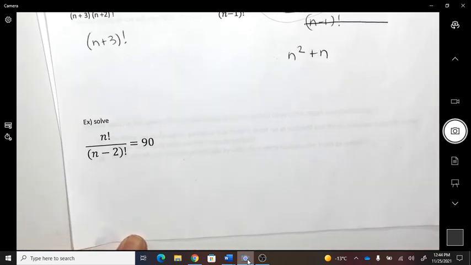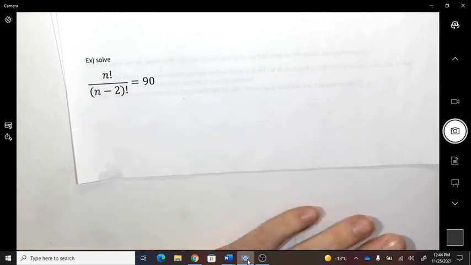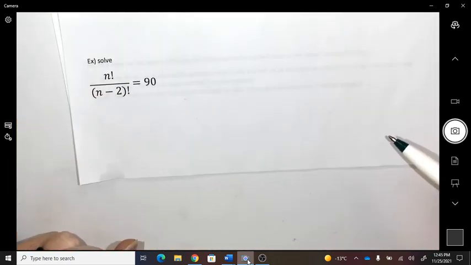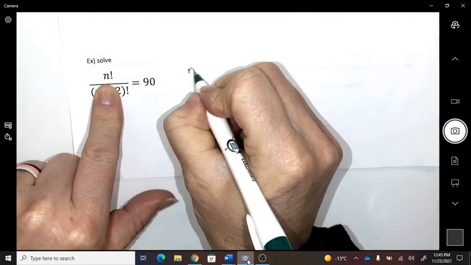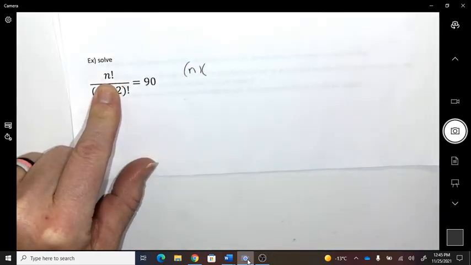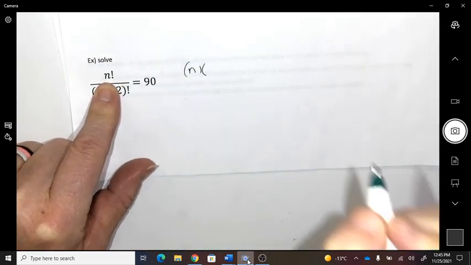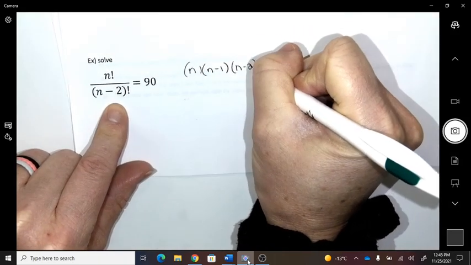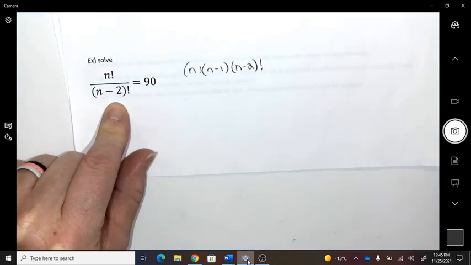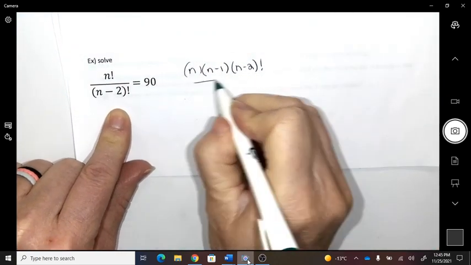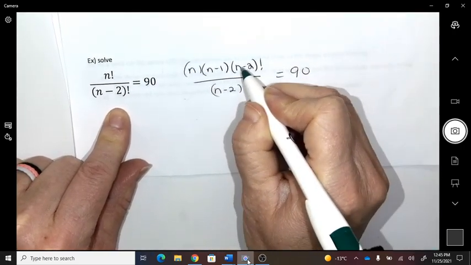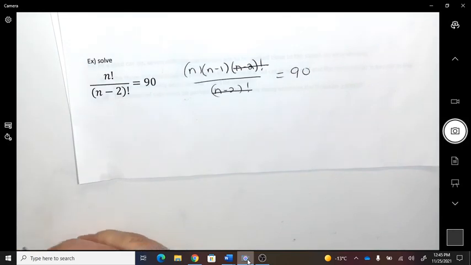Okay, ready? Start expanding the larger number. So what's larger, an n or an n minus 2? What's a larger number? N. So n, keep going down 1. So what's the lower number? N minus 1, n minus 2, and etc., etc. I stopped there because I knew that that would cancel that.